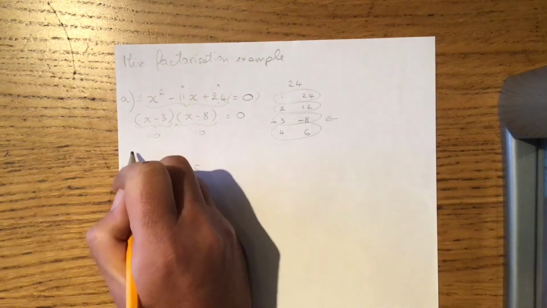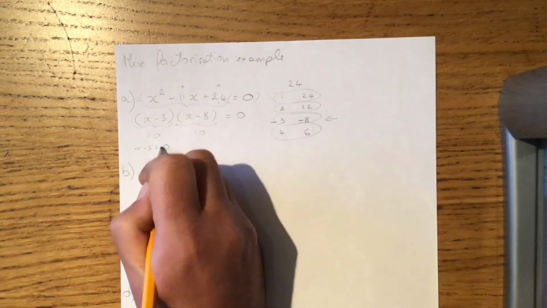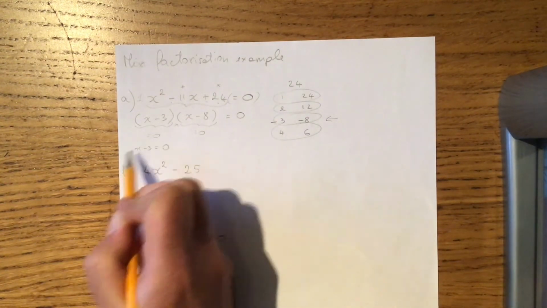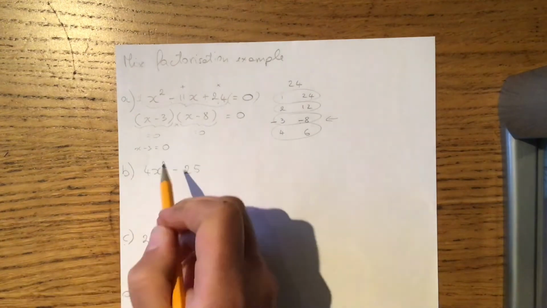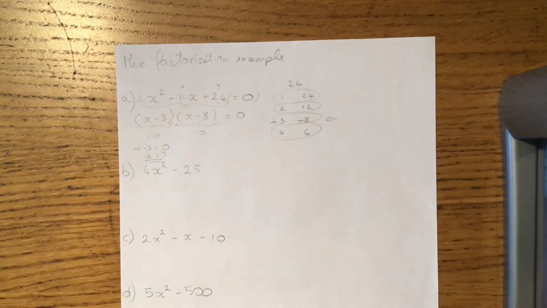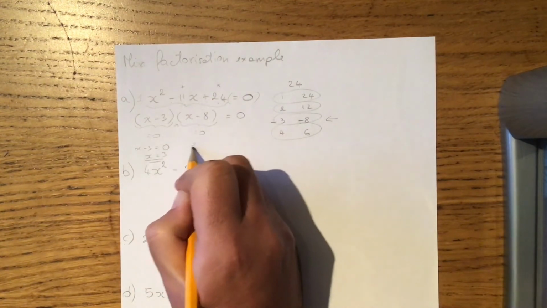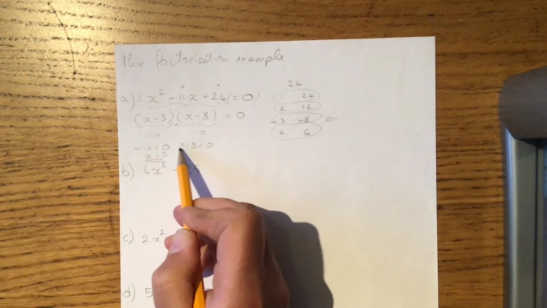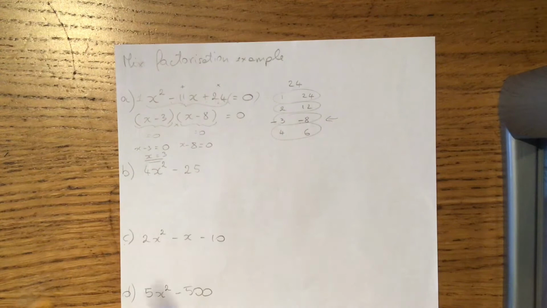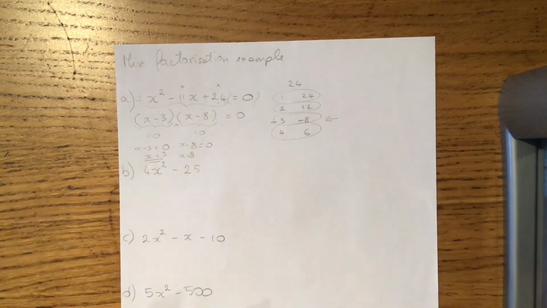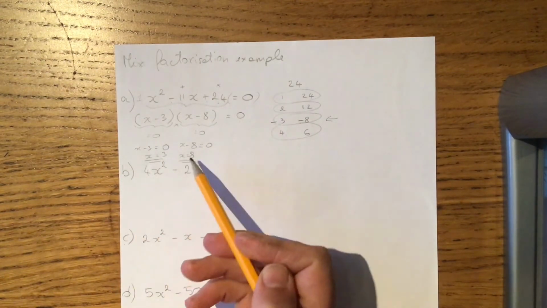So if this one is 0, that means x minus 3 equals 0. So what is the value of x for x minus 3 to be equal to 0? Add the 3 to both sides. x is equal to 3. Or if that one was equal to 0, x minus 8 is equal to 0. What is the value of x for that to be equal to 0? x has to be equal to 8. Add 8 to both sides, so x equals 8. So either x is equal to 3 or x is equal to 8.